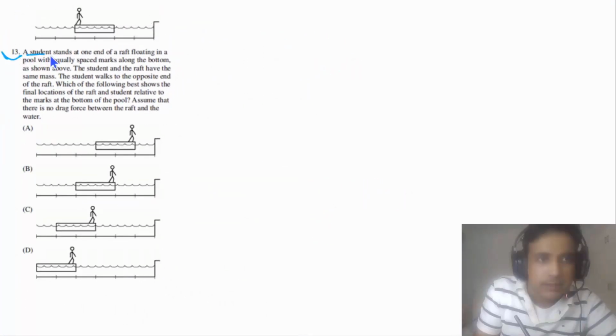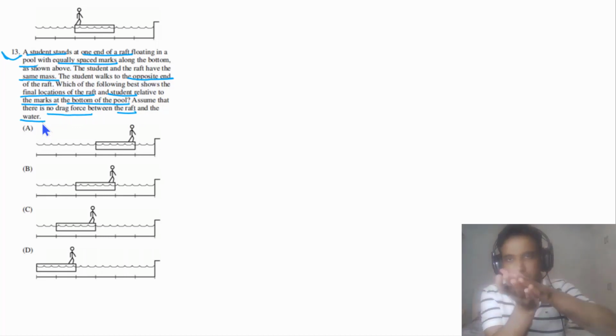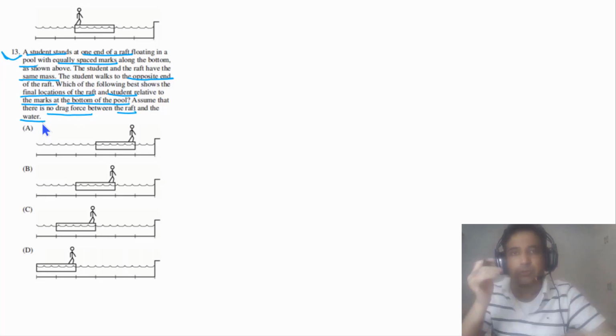Question 13 says a student stands at one end of a raft floating in a pool with equally spaced marks along the bottom as shown above. The student and raft have the same mass. The student walks to the opposite end of the raft. Which of the following best shows the final locations of the raft and student relative to the marks at the bottom of the pool? Assume that no drag force between the raft and the water. Means between water and raft there is no friction, there is no drag force.